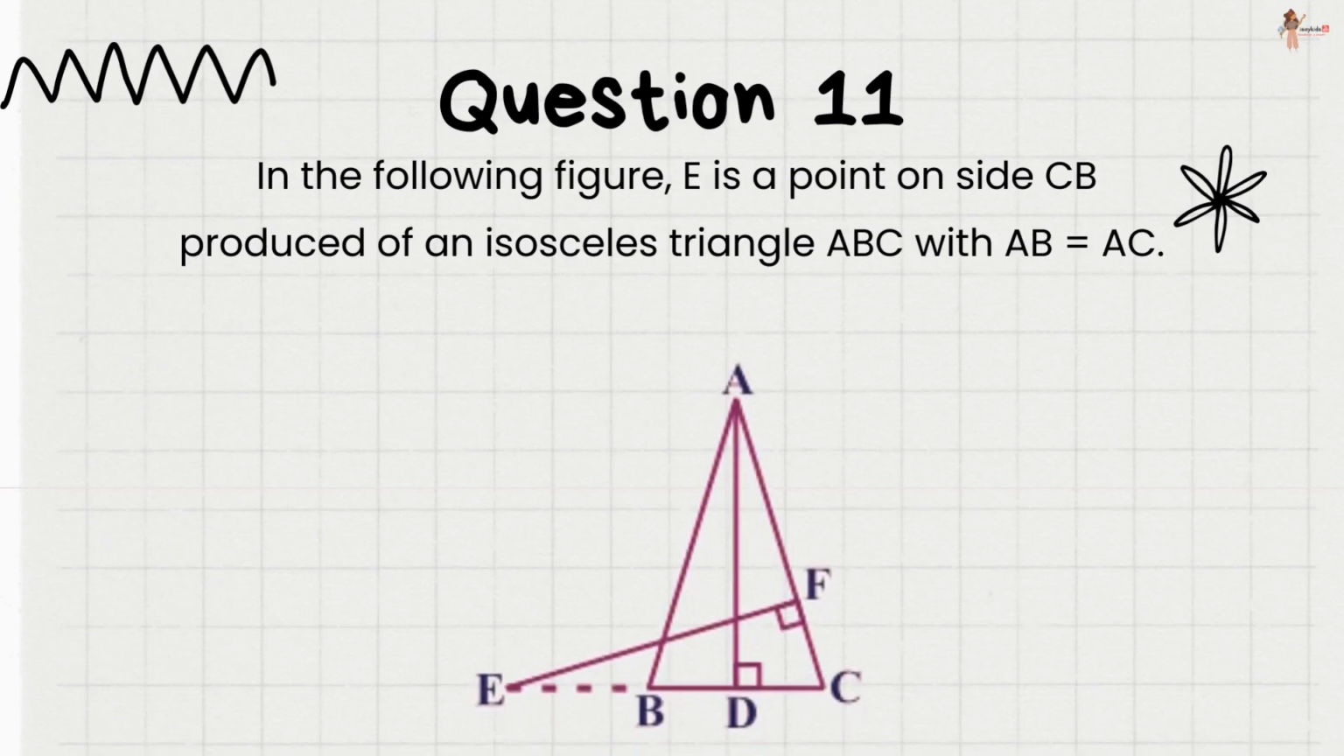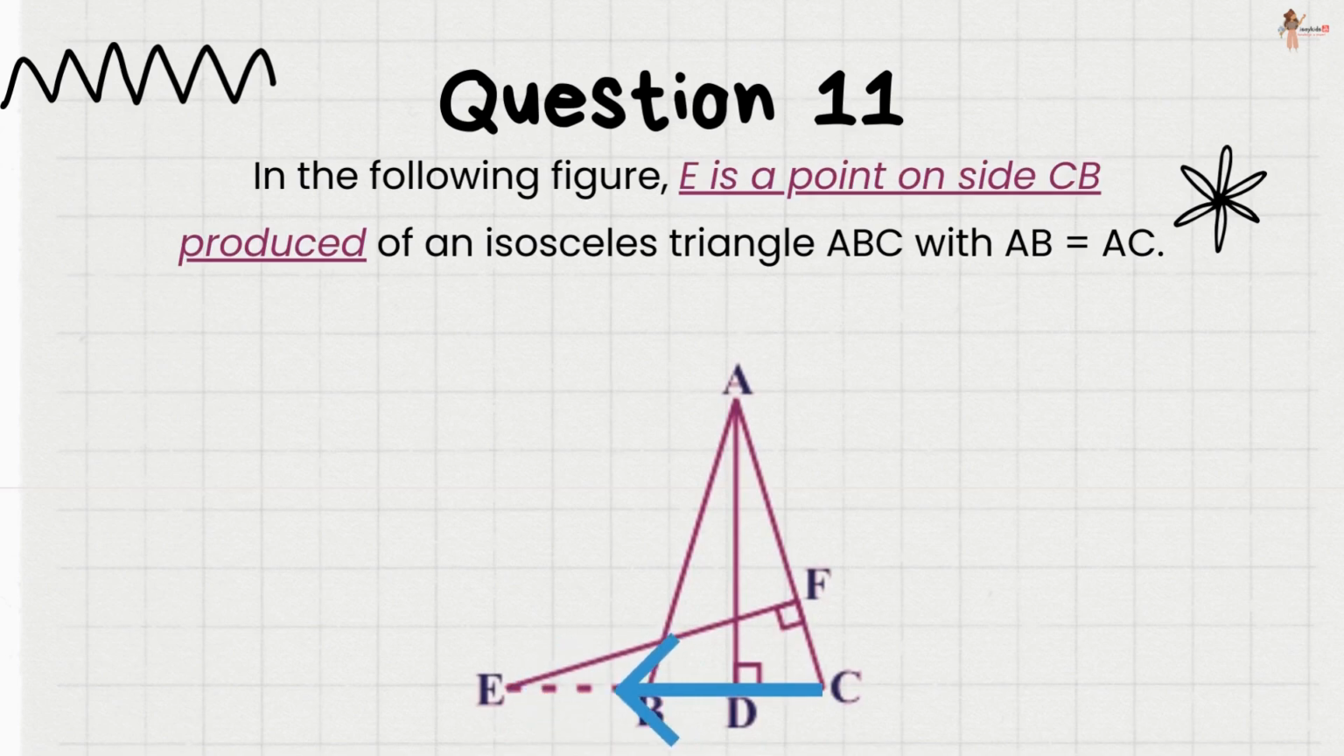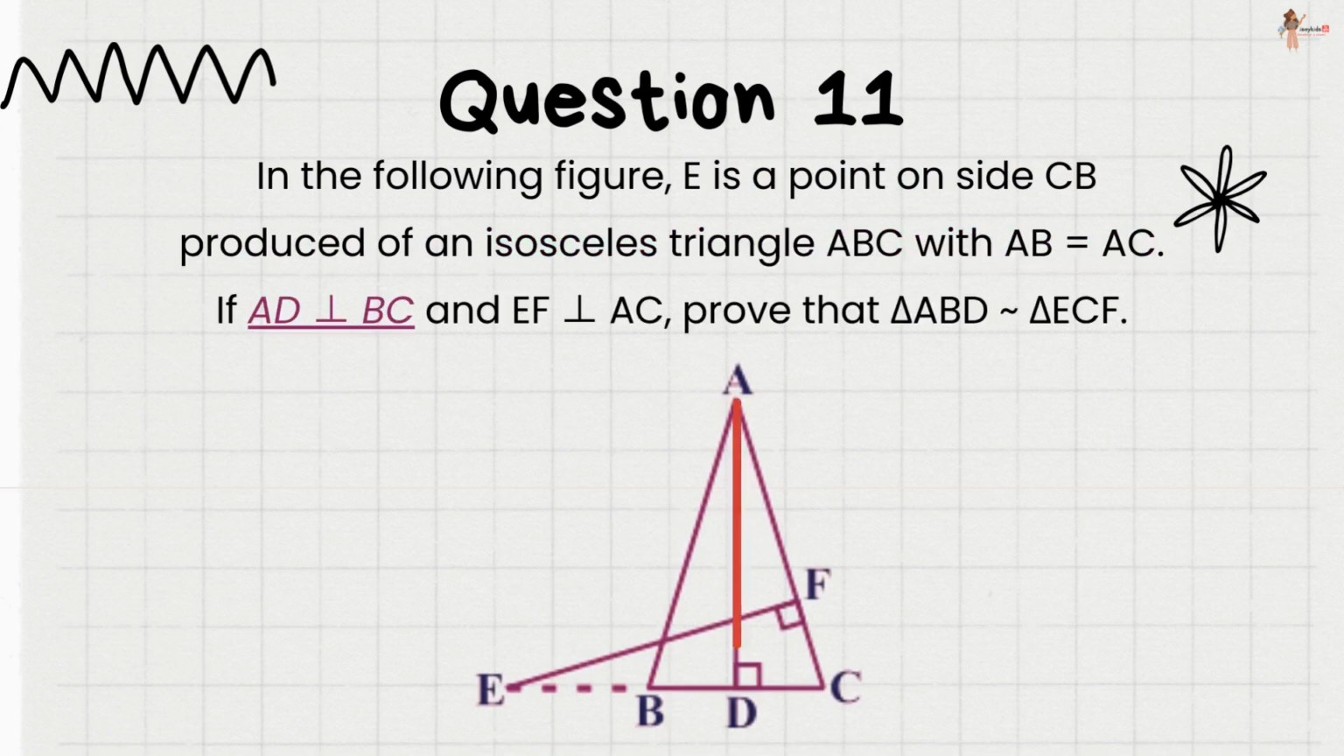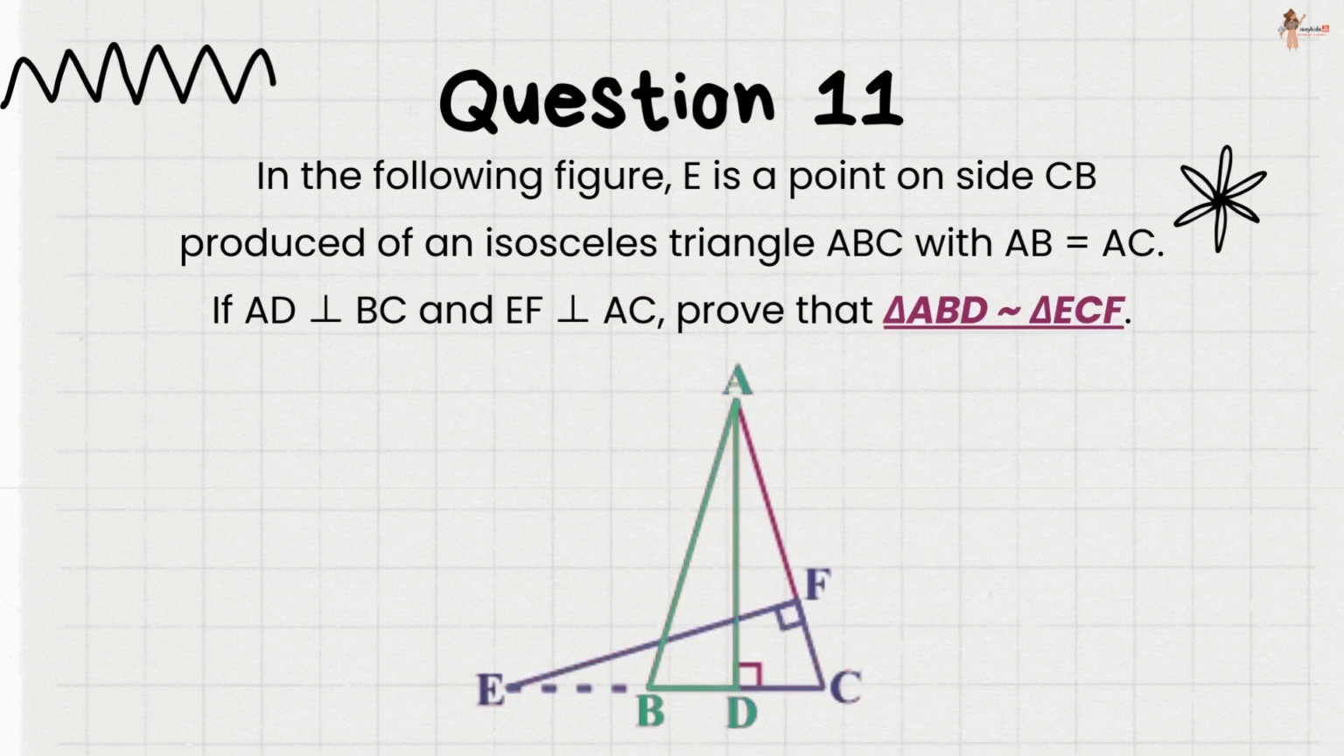In the given figure, E is a point on side CB produced of an isosceles triangle ABC with AB equal to AC. If AD is perpendicular to BC and EF is perpendicular to AC, prove that triangle ABD is similar to triangle ECF. Let's see the proof now.